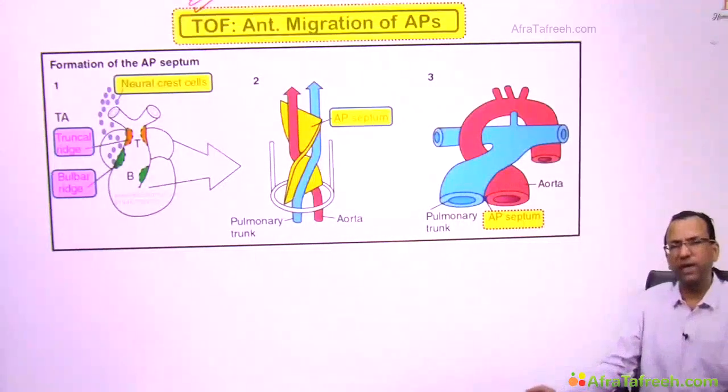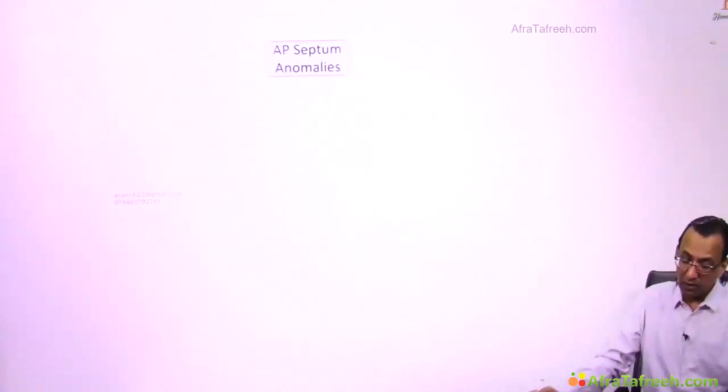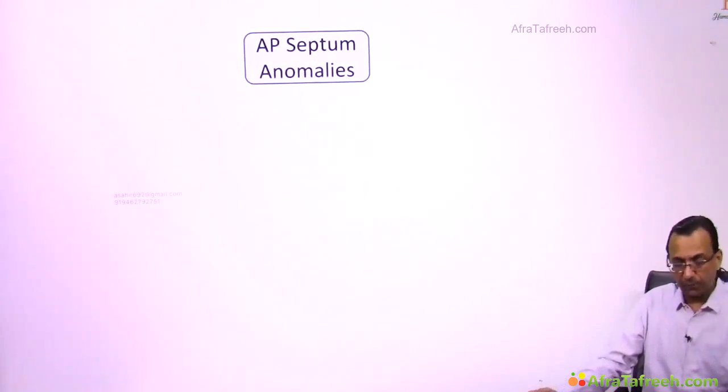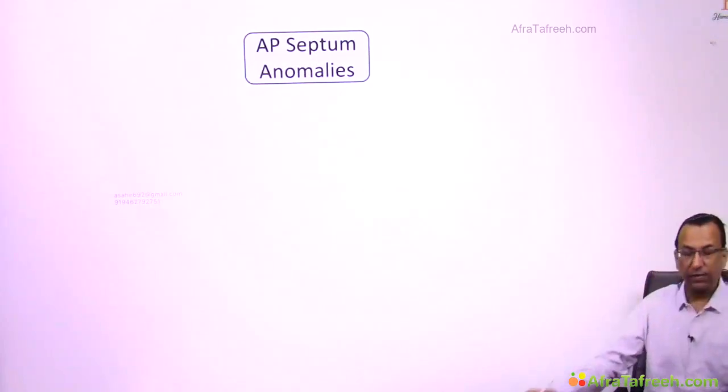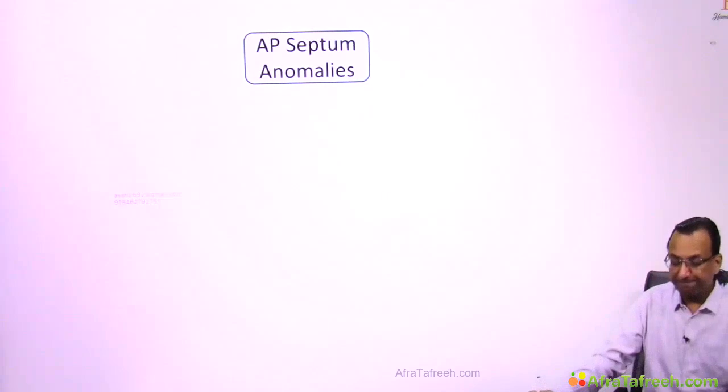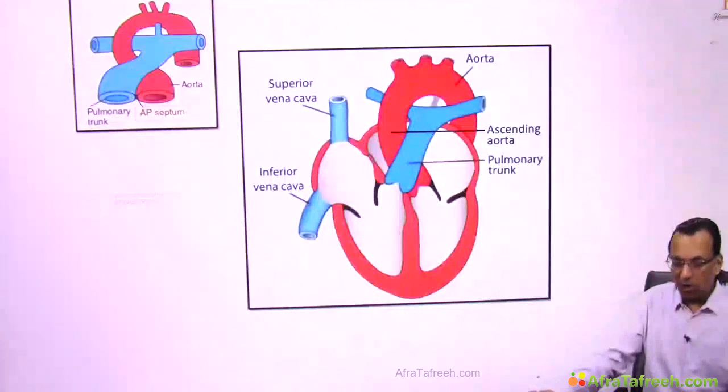Now we have to see some diagrams for that. AP septum anomalies. Yes, three of them. What are the three anomalies you want to discuss? See, this is a normal heart. First you have to understand, so first you have to see and understand the normal heart.